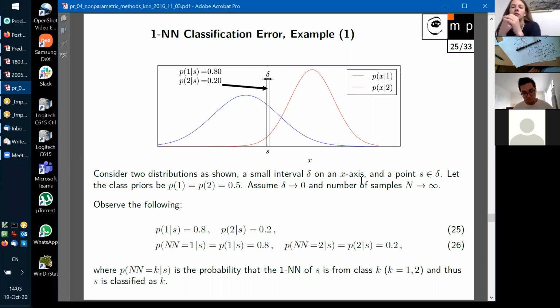The error of the nearest neighbor is at most twice the Bayes error. So if the Bayes error is very small, like 1%, the error of the nearest neighbor is at most 2%, so it's not too bad.